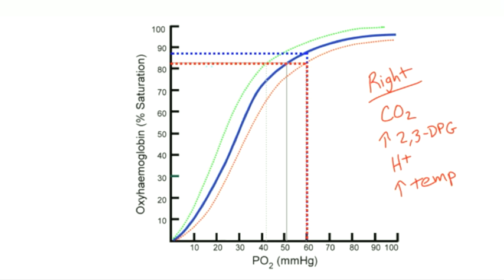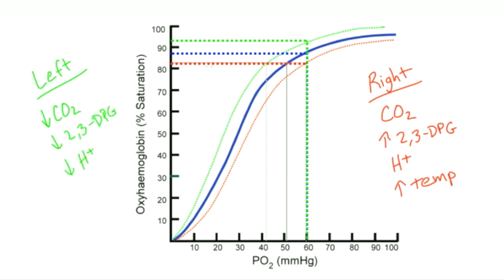Now let's talk about shifting the curve to the left. Let's look at the green curve. You can see here that at any given PO2, more hemoglobin will be saturated than on the normal curve. Look at a PO2 of 60 again. At a PO2 of 60 on the green curve, the hemoglobin saturation is up to around 93%. So what things shift the curve to the left? All the opposite things: decreasing CO2, decreasing 2,3-DPG, decreasing metabolic need, decreasing hydrogen ion, which is alkalosis, and decreasing temperature. Those are all going to shift the curve to the left.